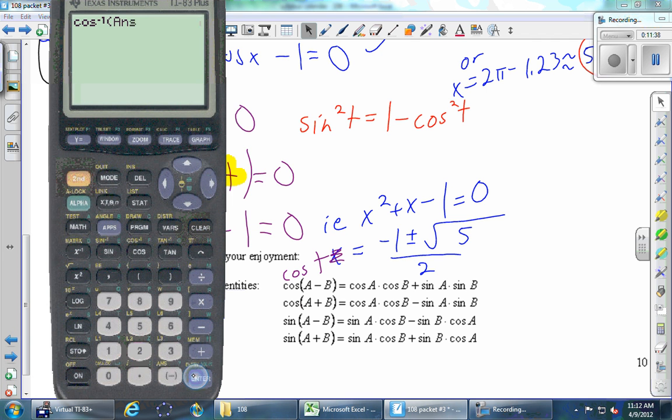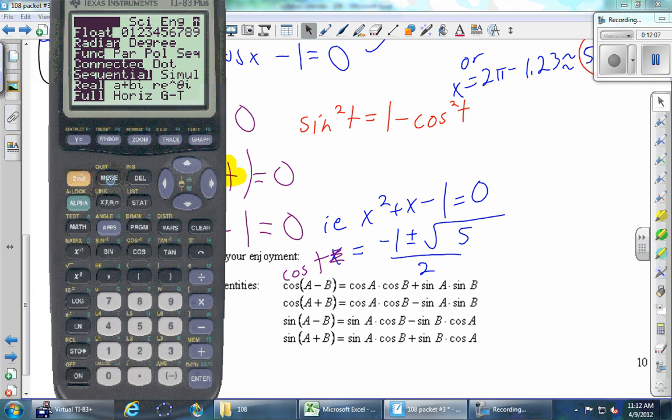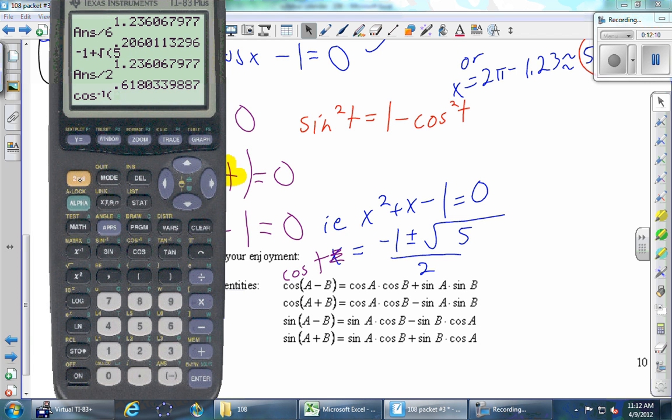So how about we try the plus version? -1 plus root 5. We take that and divide it by 2. Okay, 0.618. That's going to have a legitimate angle coming from it. So we do the inverse cosine of that number. Make sure I'm in the right mode. We're in radians. Inverse cosine of 0.618, and I get about 0.9.